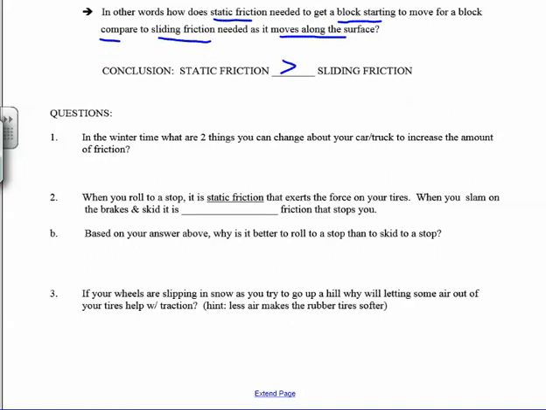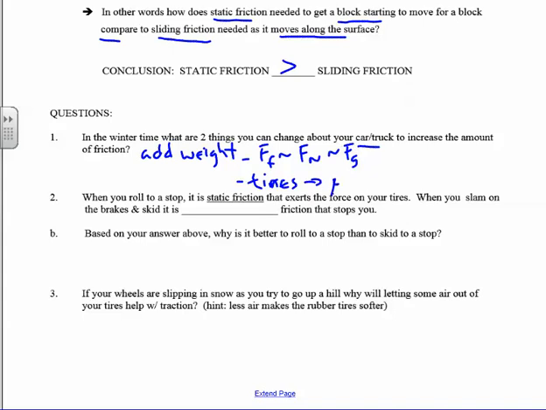All right, so let's finish up with some questions. In the wintertime, what are two things you can change about your car or truck to increase the amount of friction? The common thing is to add weight. Adding weight can give you more friction because friction is proportional to normal force, and more normal force is more weight. The other thing you can do is do something about your tires. Get snow tires, make sure they're not bald. Sometimes people put chains on them. What you're essentially doing is affecting the coefficient of friction.